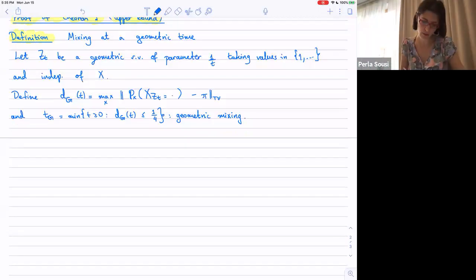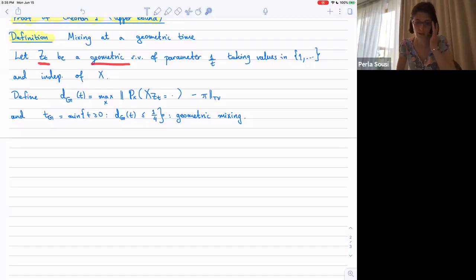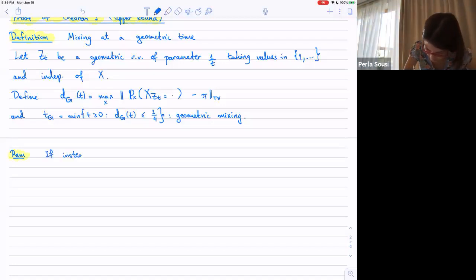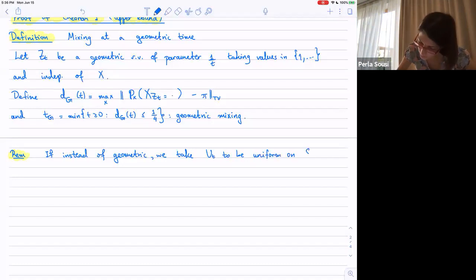Now, maybe some people are familiar with the so-called notion of Cesaro mixing time. What this is: if instead of Zt here being geometric, we consider a uniform random variable. So remark, if instead of geometric we take Ut to be uniform on 1 to t, then this gives rise to what is known as the Cesaro mixing time.